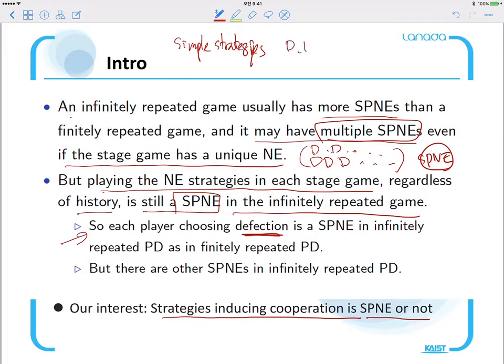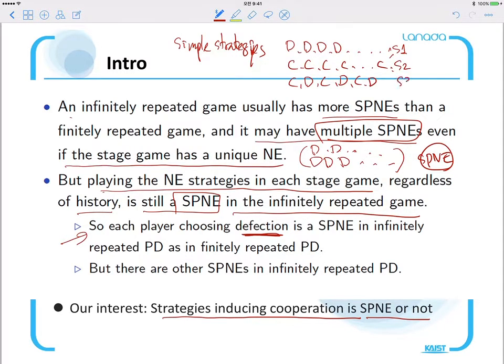Like playing D D D D D, or playing C C C C C C. So unconditionally, I'm going to choose D D D D D, or C C C C C; these are all strategies. Or maybe you can choose a strategy where I alternate between C and D: C D C D C D.